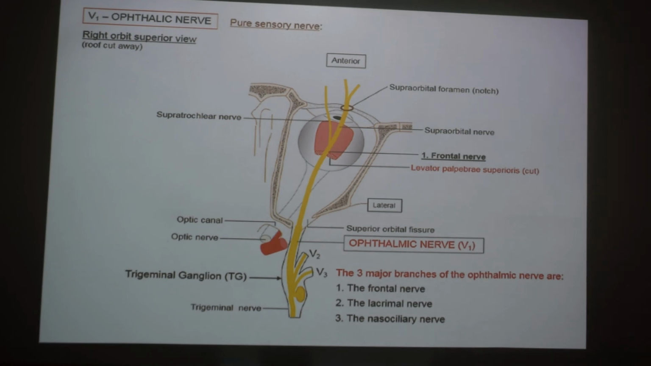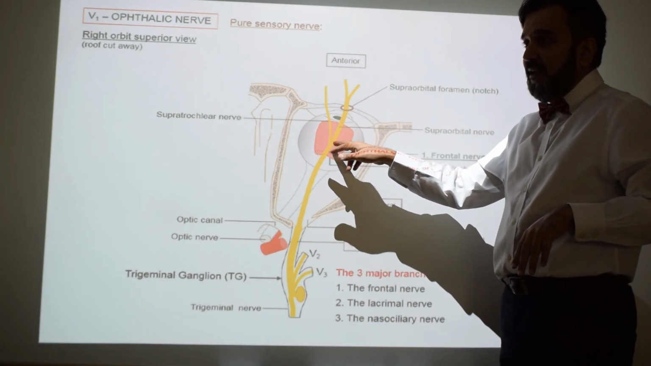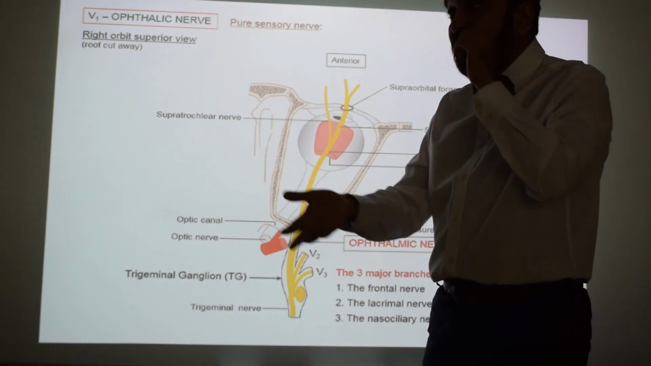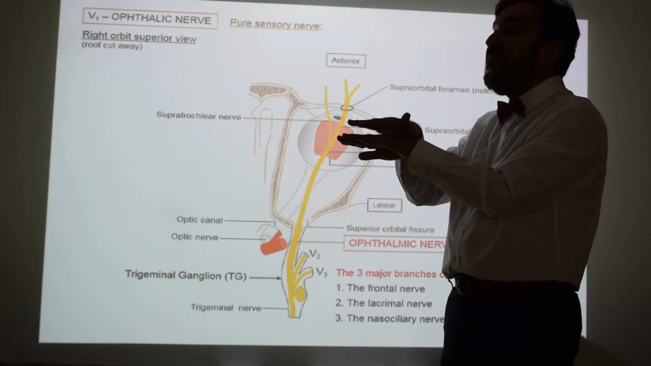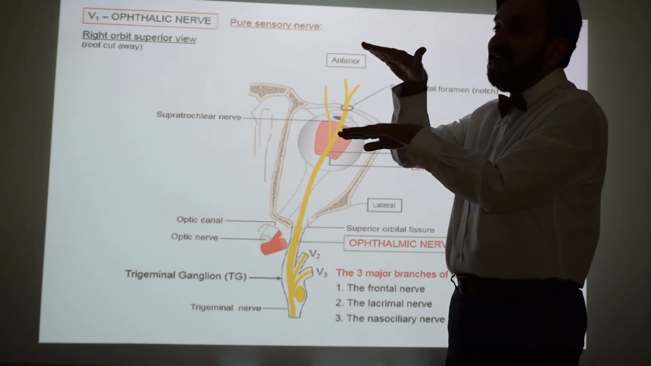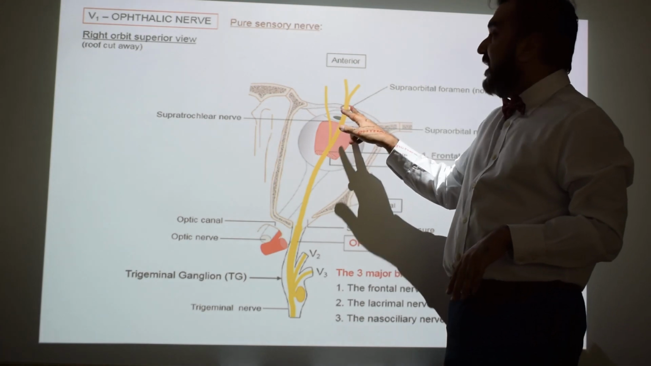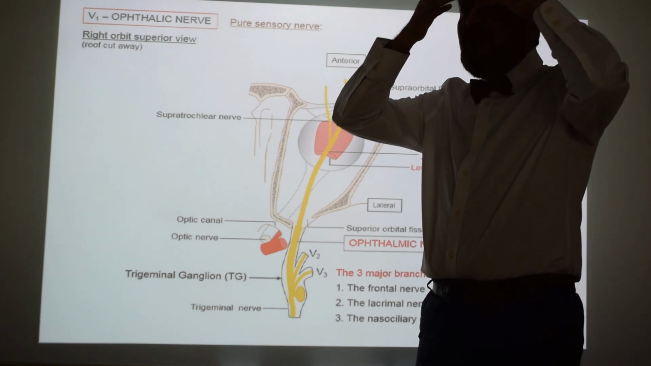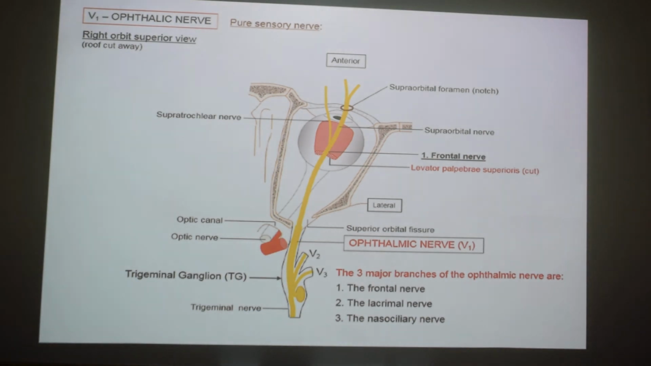Yes. What's the function of the levator muscle? Levator muscle is basically elevating the eyelid, but this is not supplied by these nerves. The levator palpebrae superioris is supplied by the oculomotor nerve. So we are not going to talk about that, we are just telling you where the location of the nerve is. It's lying on the top of the levator palpebrae superioris and the roof of the orbit, divides into two branches. One is the supraorbital nerve, the other is the supratrochlear nerve, supply the upper eyelid, the forehead and the scalp and also the frontal air sinus.